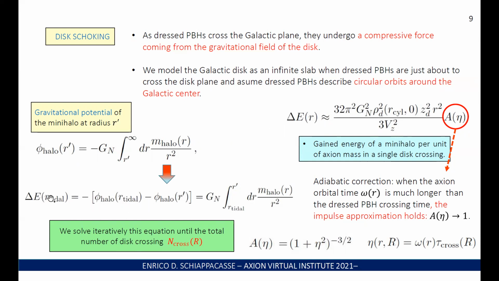Solving this transcendental equation, we can obtain the new tidal radius after one crossing. If we solve this equation iteratively until the total number of crossings, we can take into account the cumulative effect of this disruption, and then we can evaluate the loss of mass of the minihalos.